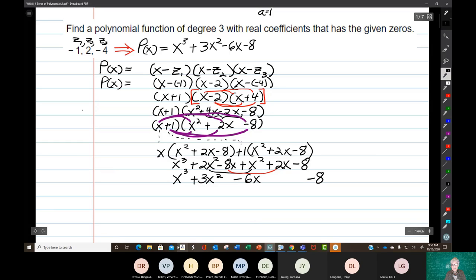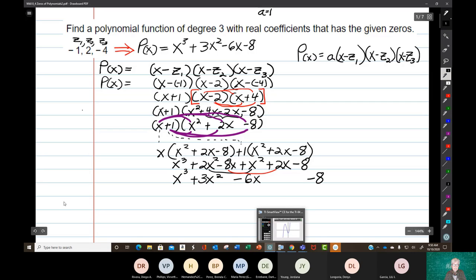You've got to use this formula. I'm going to write it again. P of X. Here's the whole formula for a cubic. A times X minus the first zero times X minus the second zero times X minus the third zero. And as you know now, A provides the vertical stretch or vertical shrink. So you can have an infinite number of polynomials that are built from the same zeros just by changing your A.